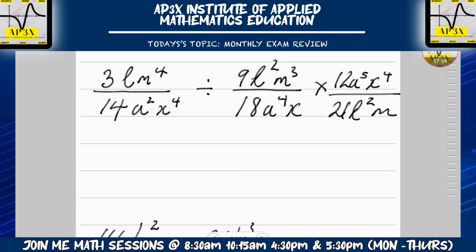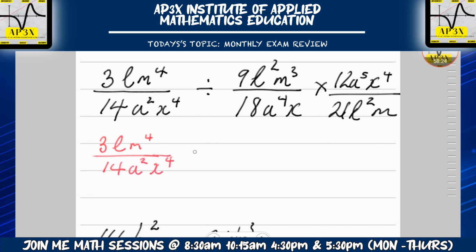What you guys need to do when you get questions like this is to first take it in steps by looking at what needs to change. And so we have 2 operations that have similar rules, with the exception of division that requires us to invert the divisor. So let's start off here by writing down the 3L m to the 4, divided by 14a squared x to the 4th.